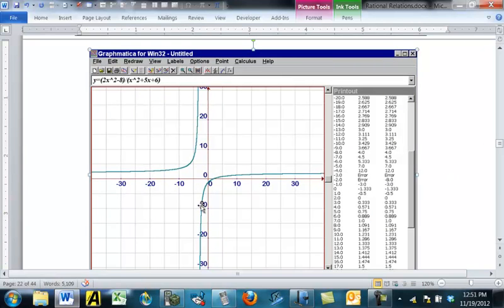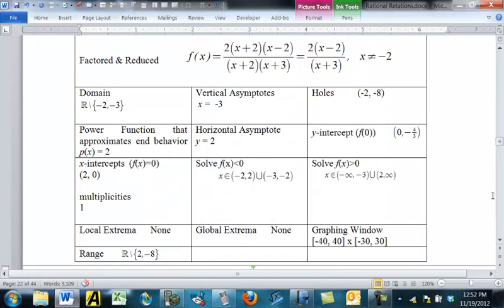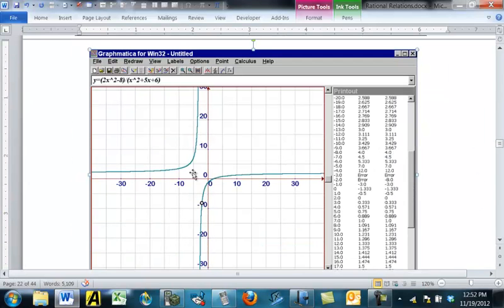Yeah, it looks like it's at least approximately in the right place there. So, you see your vertical asymptote here. Horizontal one, what was the vertical asymptote? X equals -3. Horizontal asymptote, y equals 2. Hole in the graph, -2, -8.